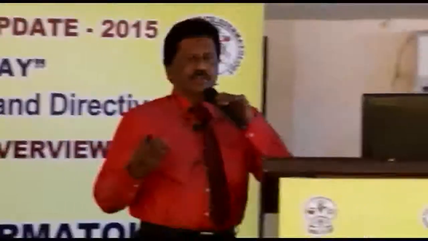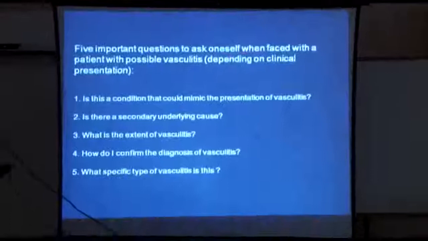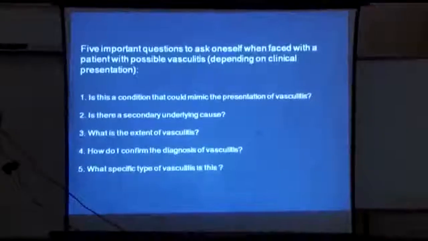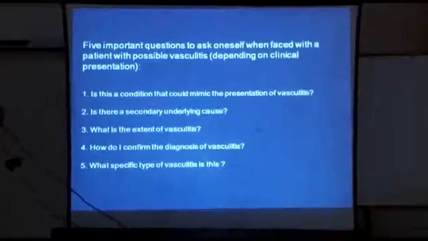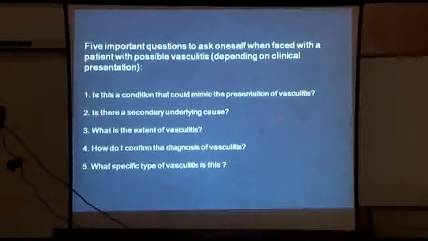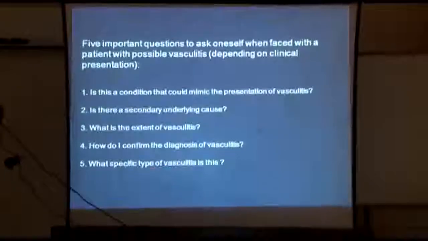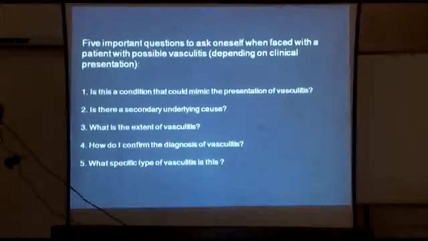We'll go to a little bit of theory for a short while now, for the next few minutes. Five important questions to ask whenever we are faced with a case of vasculitis. Is this a condition that could mimic the presentation of vasculitis? Is there a secondary underlying cause? What is the extent of vasculitis? How does one confirm the diagnosis of vasculitis? What specific type of vasculitis is this?